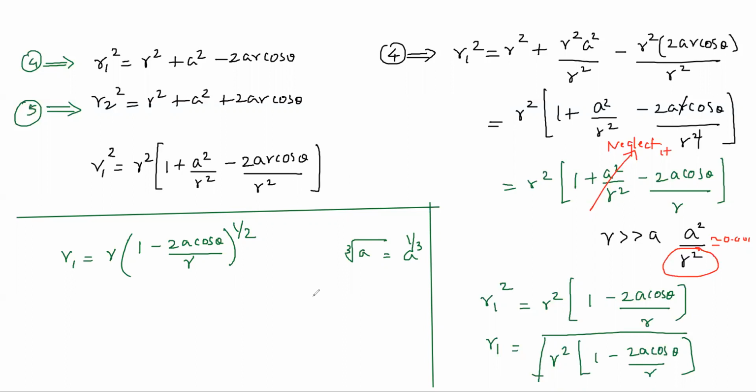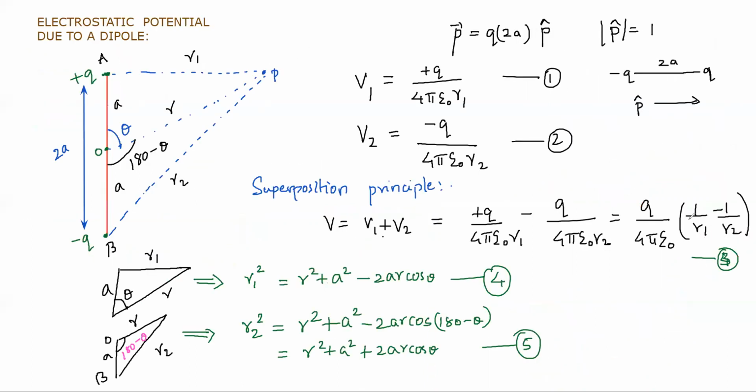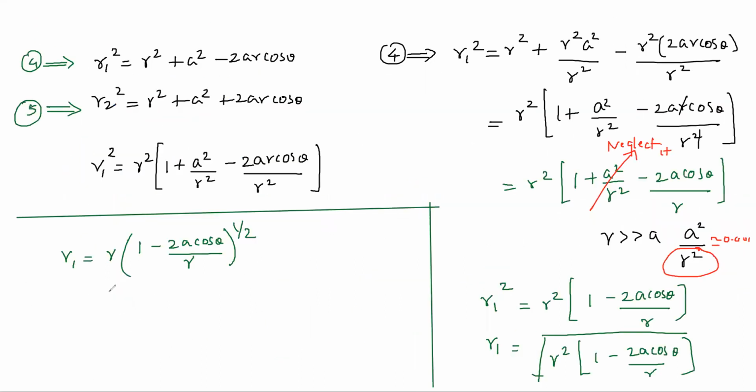This is similar to the binomial expansion that you might have learned in your lower classes: 1 plus x the whole power n, here with n equal to 1 by 2. This is similar to it. But before doing the binomial expansion, let us take the inverse of it, because r1 is in the denominator. So 1 divided by r1 equals 1 divided by r into 1 minus 2a cos theta divided by r, the whole power 1 by 2.